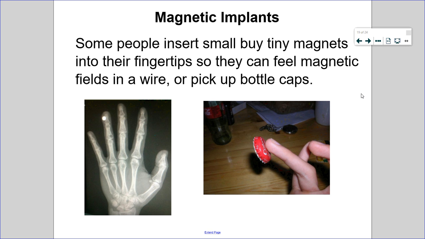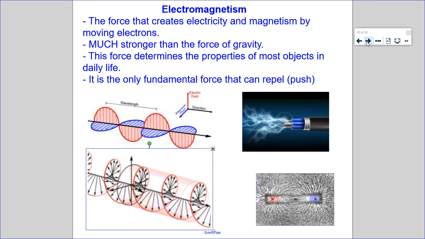What's kind of cool is I've never seen anybody with this, but I have heard of it, that some people, especially electricians or people who work with magnets or electricity frequently, insert tiny little magnets into their fingertips so that they can feel the magnetic fields in a wire. If you have a magnetic implant in your ring finger, like this person does, and you put that next to a wire that has electricity going through it, you can actually feel an attractive or a repulsive force as you get closer and closer to that wire. I think that's kind of interesting. It's like creating a sixth sense in addition to your other five.